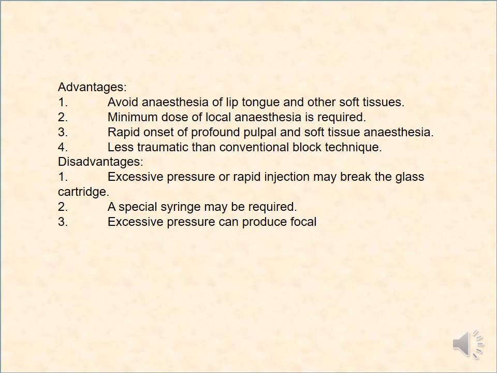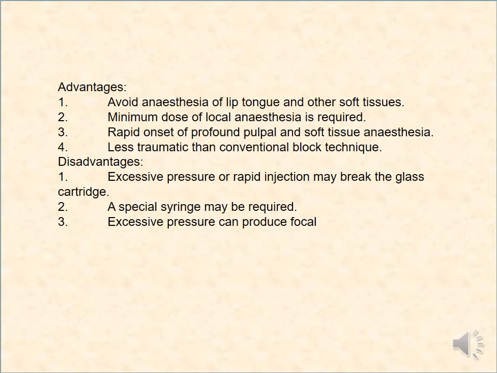The advantages of the periodontal ligament technique are that it avoids anesthesia of the lip, tongue and other soft tissue, a minimum dose of local anesthesia is required, there is rapid onset of profound pulpal and soft tissue anesthesia, and it is less traumatic than the conventional block technique.